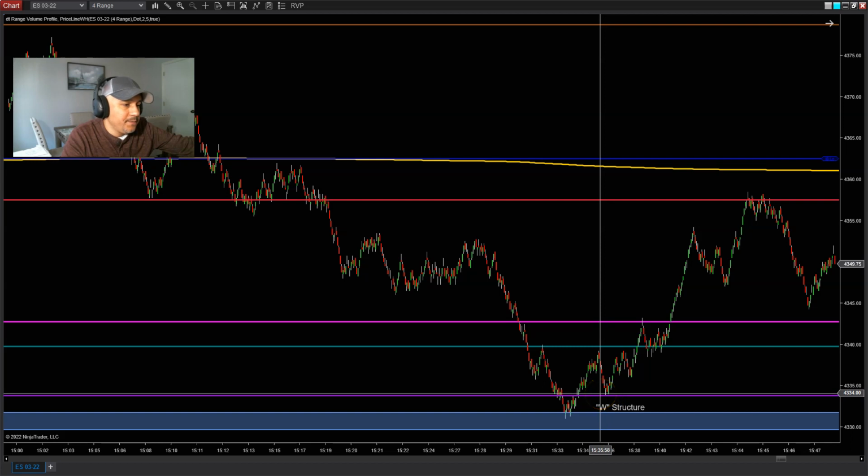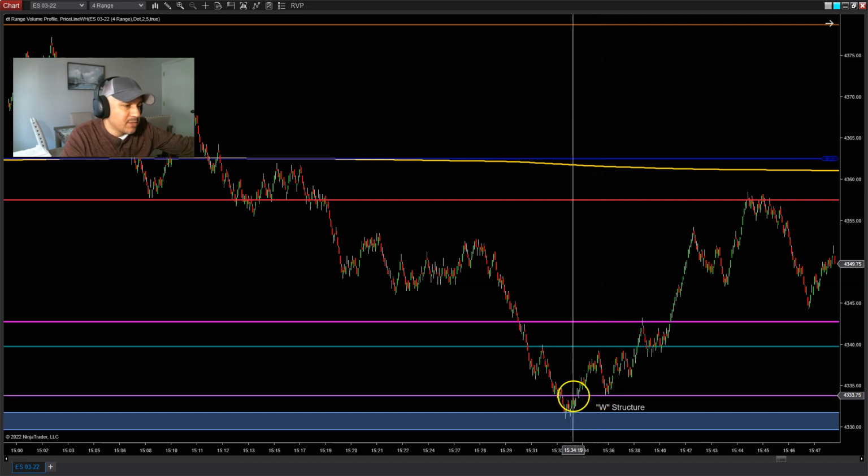At this moment, once I see price permanently break back above 43.34, like I said, you see it here? I'm telling you the same thing. Again, I said 43.34 on the 12 range. Same thing. Look for the W structure.